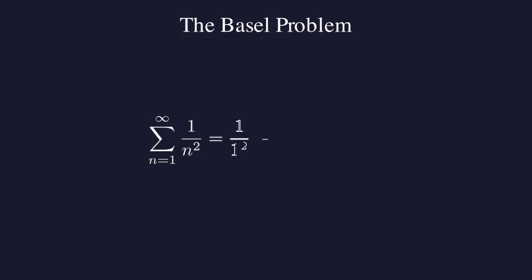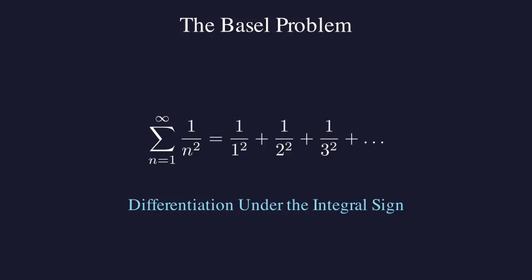Have you ever wondered how to add up the inverse squares of all positive integers? This is the famous Basel problem: 1 over 1 squared plus 1 over 2 squared plus 1 over 3 squared, and so on. Today, we are going to evaluate this sum using a method often attributed to the physicist Richard Feynman, known as differentiation under the integral sign.